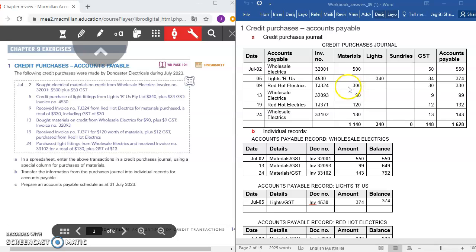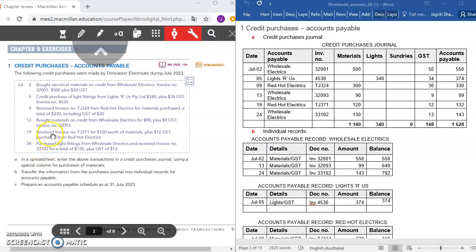Now I explained this in my previous video. So if you have an amount that says total of $330 including GST of $30, you're just subtracting $30 from there, and then this is your materials. You've got $330 there. Okay, now July 13th, bought materials on credit from Wholesale Electrics for $90 plus $9 GST, so again plus GST, invoice number 32093. Purchase materials $90, GST $9, and your accounts payable is $99. So you're adding them together.